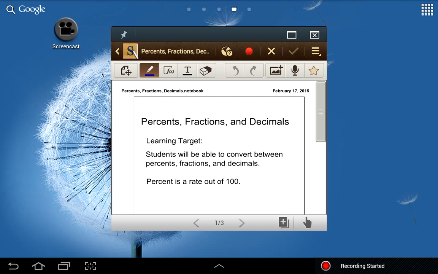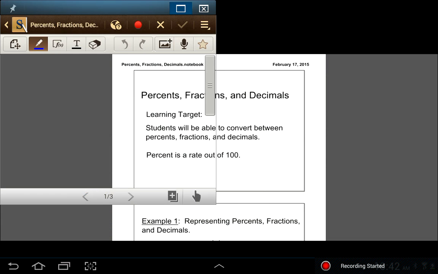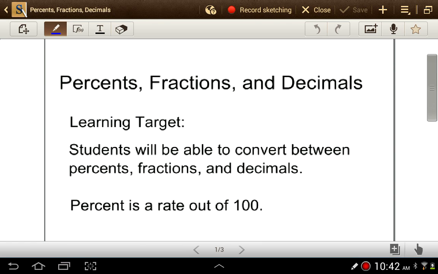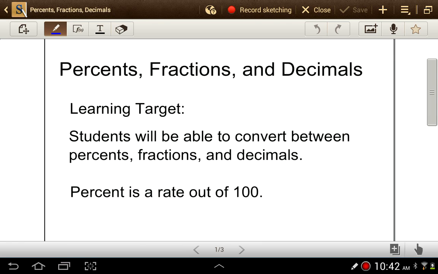Okay, let's build off our last lesson and talk about percents, fractions, and decimals. A learning target for this lesson is students will be able to convert between percents, fractions, and decimals. So the other day we talked about fractions and decimals. Today we're going to add percents into the mix.